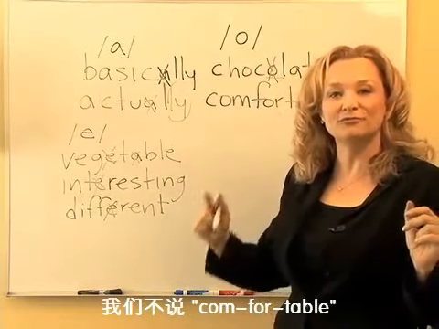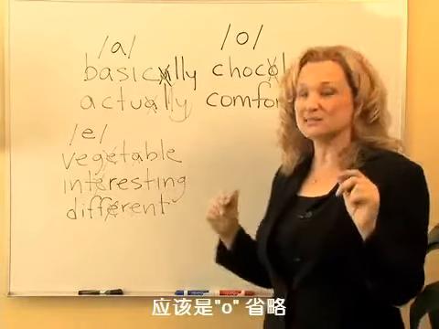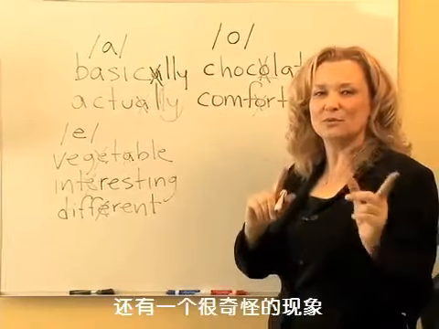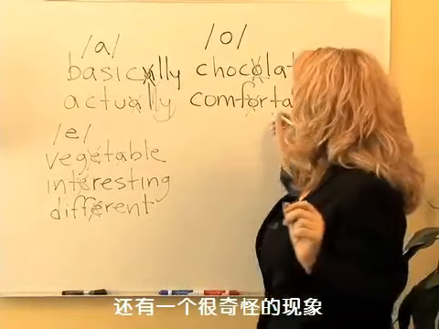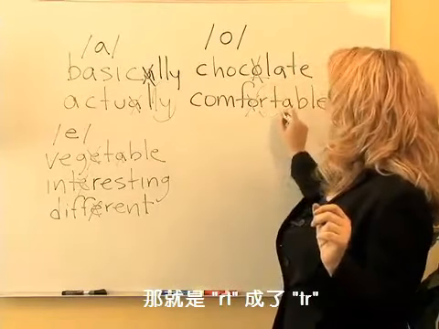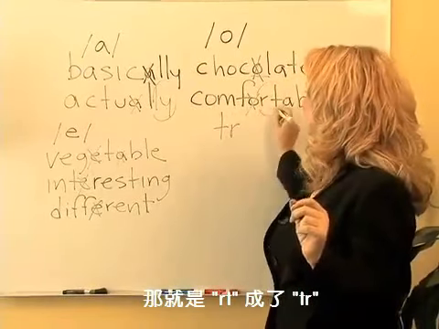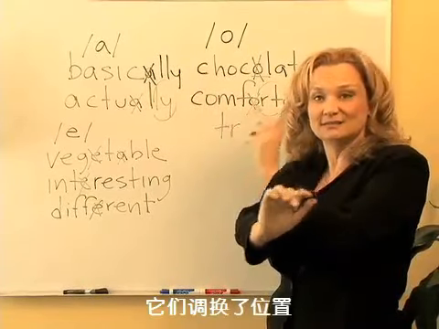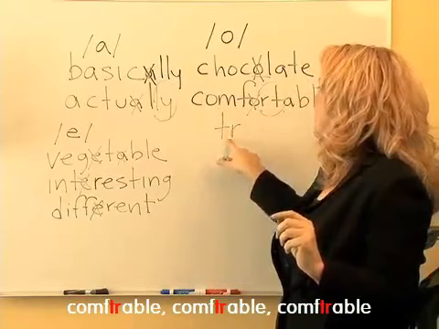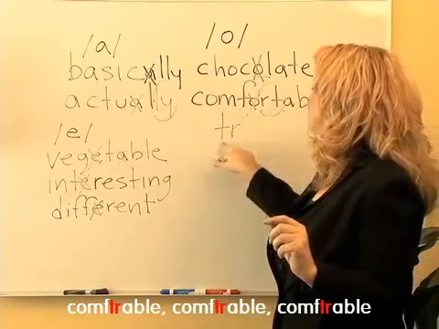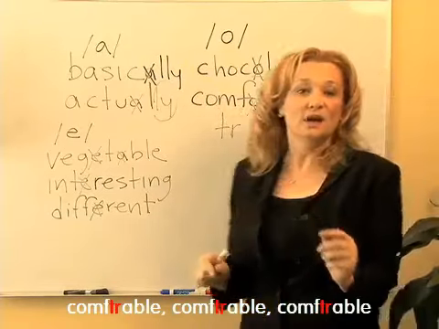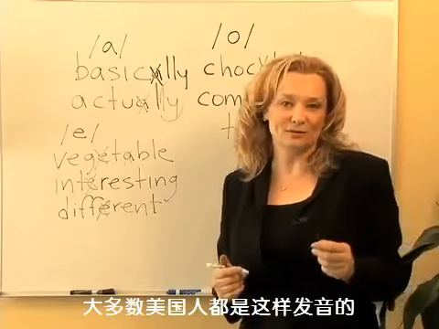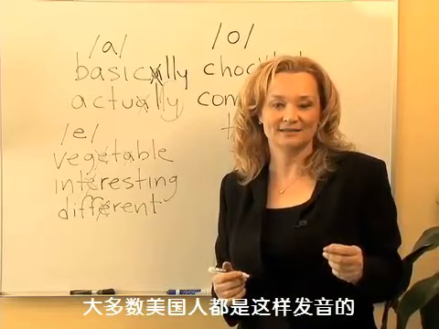We don't say comfortable. This is what happens. The O disappears, but then there's one more very strange thing that happens, and that's the RT becomes a TR. They change positions. Listen. Comfortable. Comfortable. I'm very comfortable. Most Americans pronounce it like that.